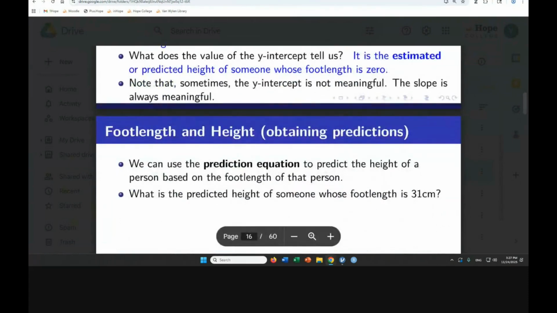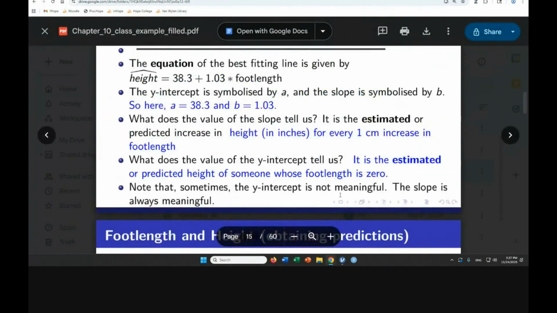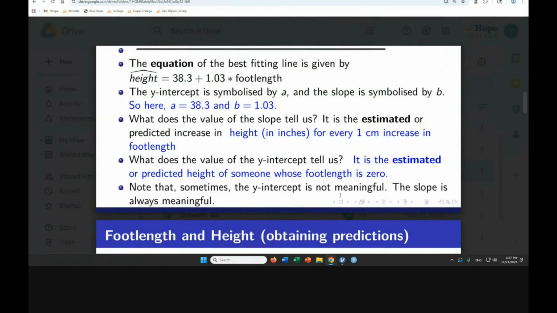Okay. We can use the prediction equation to predict heights of people. This is the first use of the prediction equation. What do I mean by the prediction equation? Can you write in your slides in big bold letters? This is the prediction equation. This one. Height equals blah, blah, blah. That's the prediction equation. Why? Because it predicts things. It's called the prediction equation because it makes predictions. It predicts your height. So that's the PE, all right? That's the prediction equation.